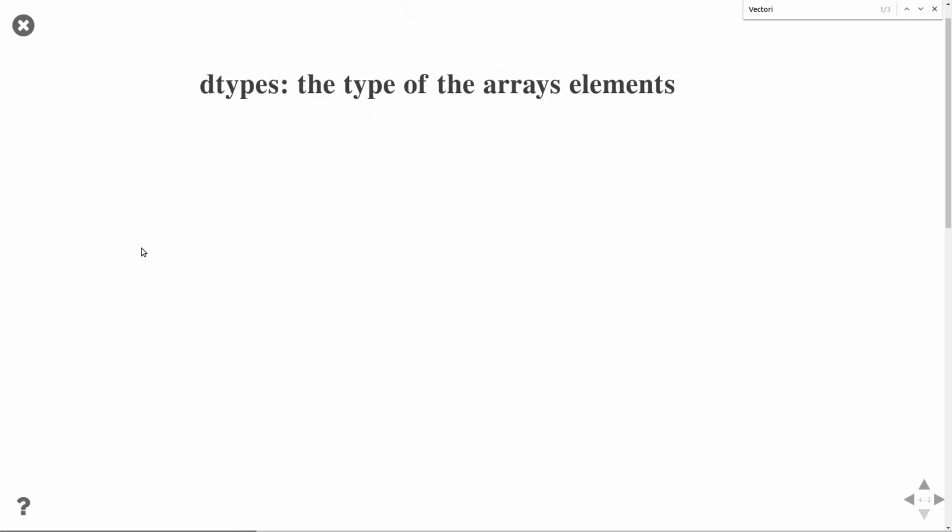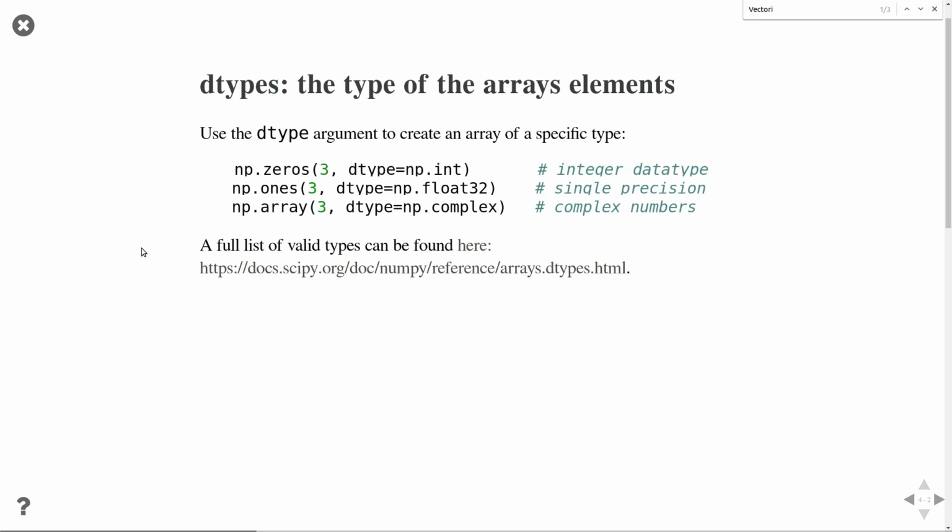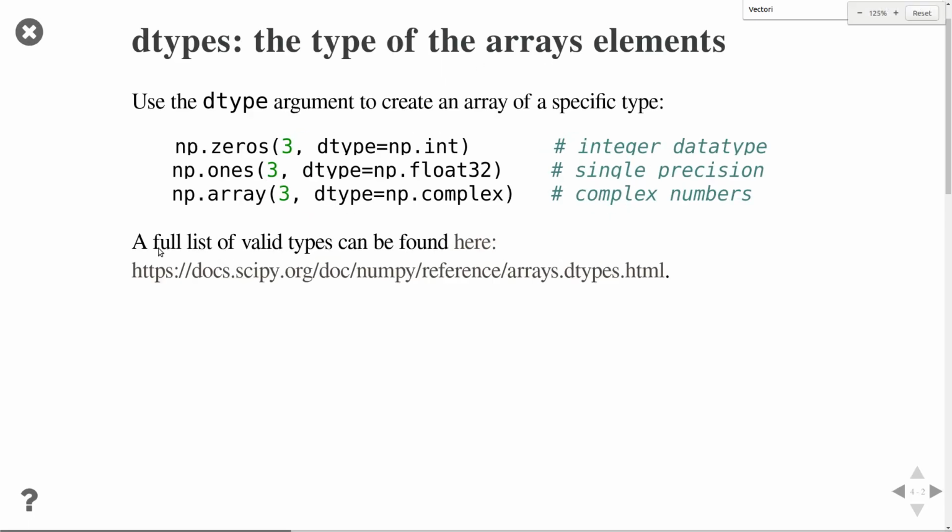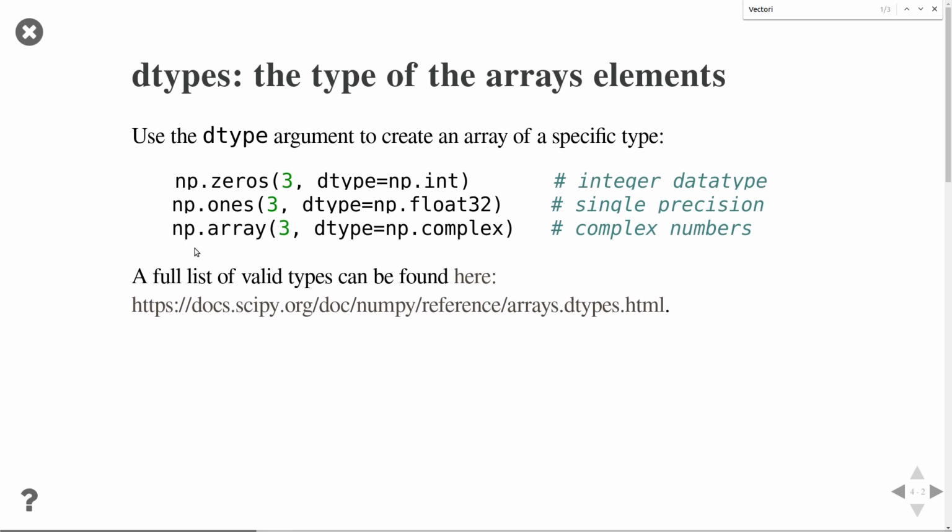So let's look at one important example. It's this dtype. The dtype is the type of the elements in the array, and you can actually explicitly specify which dtype you want. Normally NumPy tries to do it in a smart way, but if you want to specify it, you can say np.zeros, so 3 elements, and then the dtype should be integers. Then you get an integer array. You can say float32 if you want floating point values, single precision, or you can create an array with complex numbers.